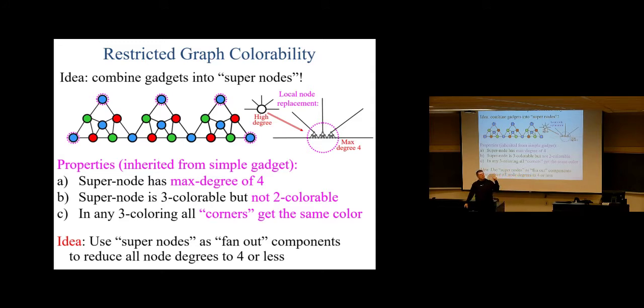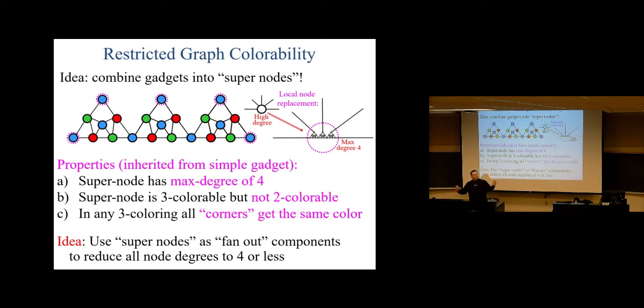And I can do this replacement for every node that has a degree higher than 4. I can do this local replacement, maybe with larger and larger gadgets. This gadget has 3 copies, but if a node has degree, I don't know, 17, I'm going to need 15 of these gadgets, all strung together into a super gadget to do the local replacement for a node of degree 17.